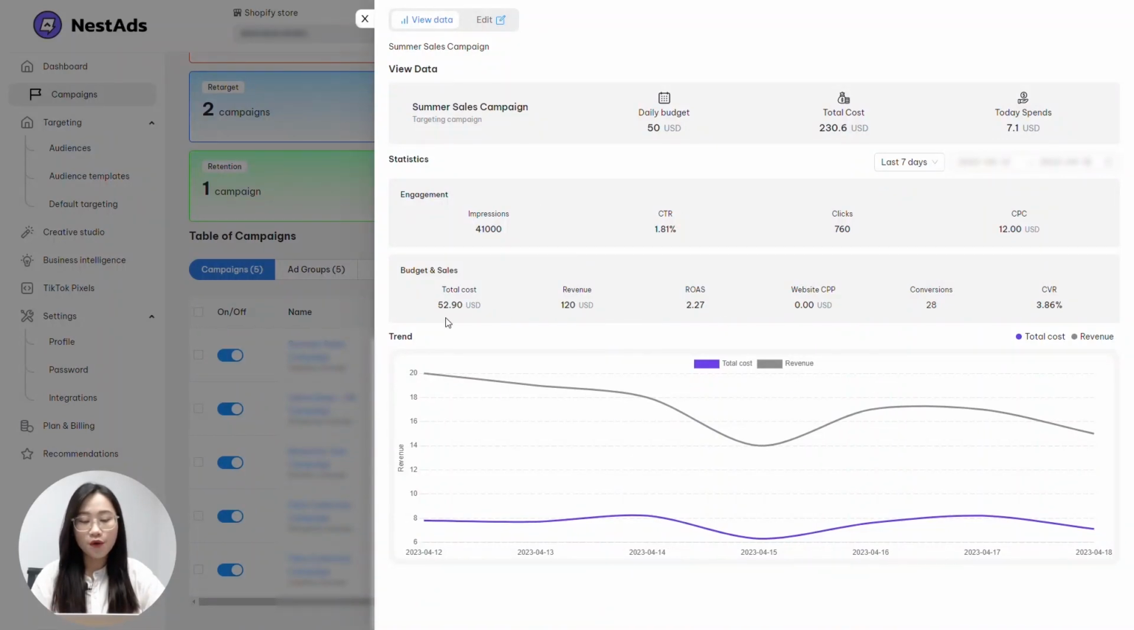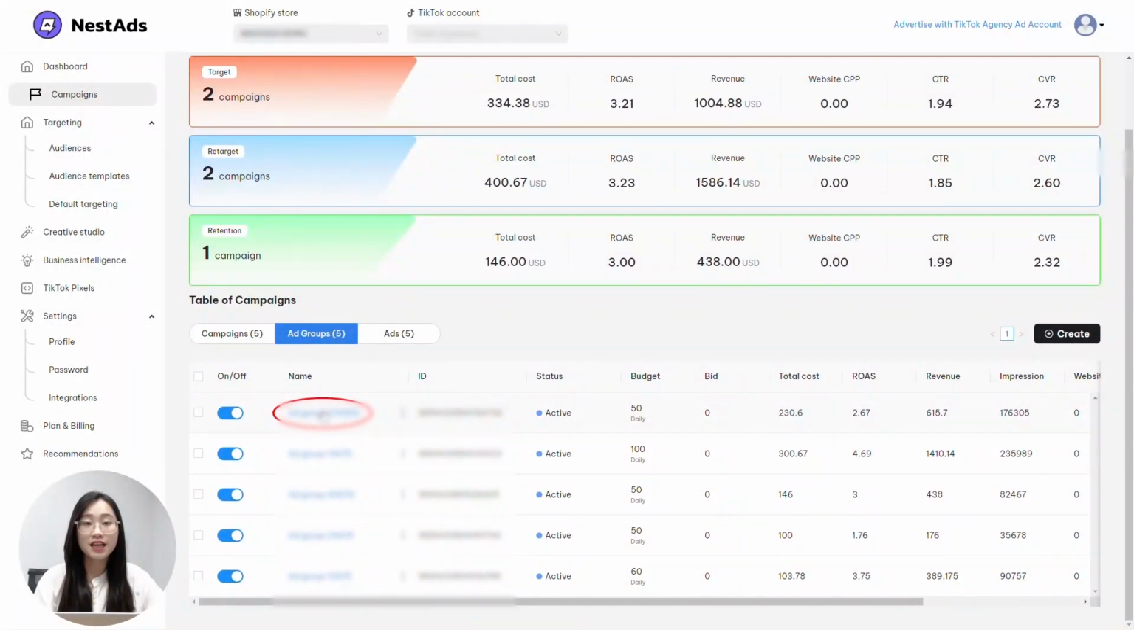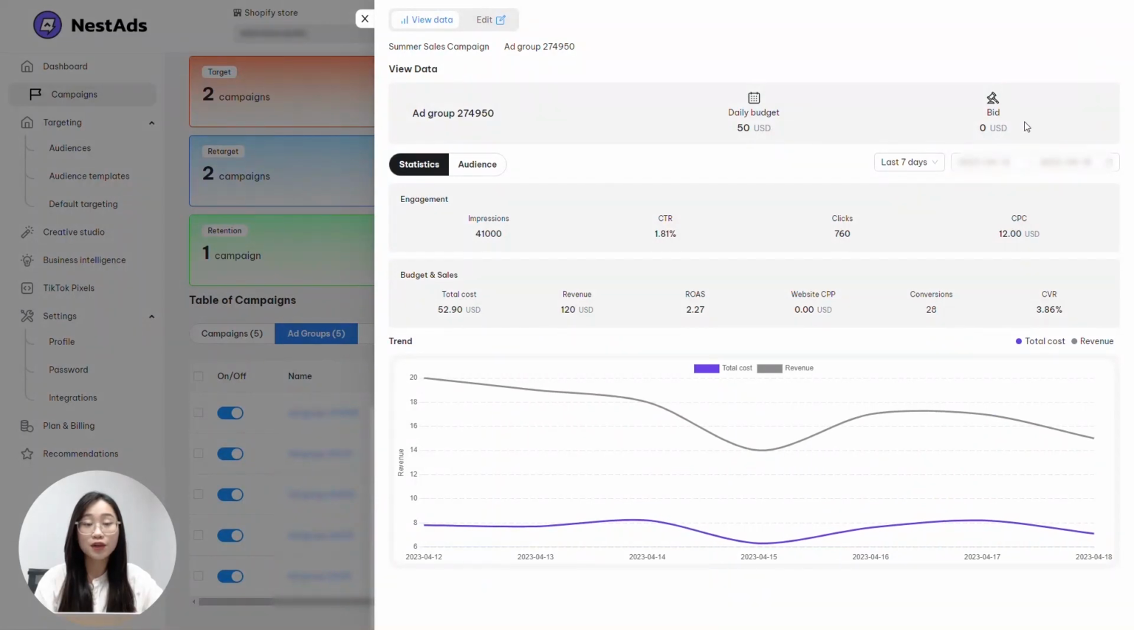As you can see, we have all the general statistics such as impressions and clicks. However, since we almost always have several ad groups within one campaign, if you want to analyze your ad performance, you need to look at the ad groups. For the ad groups, you will see daily budget and bid. For more detailed statistics, let us divide into two main sections: engagement, budget, and sales.